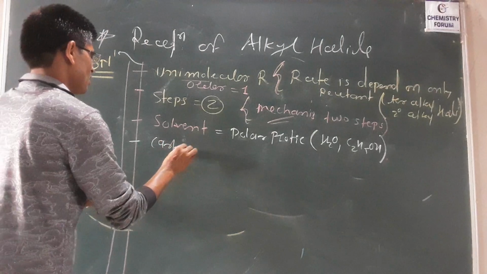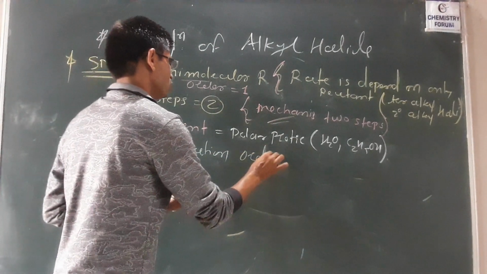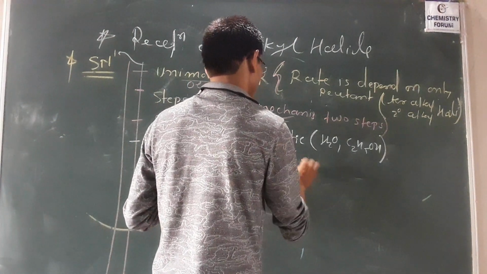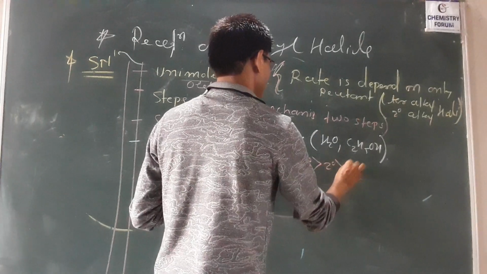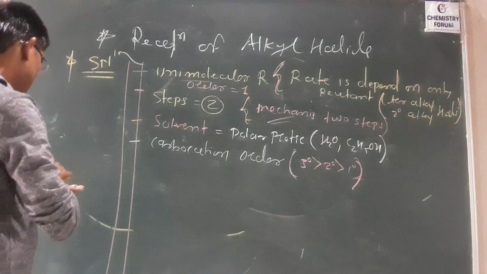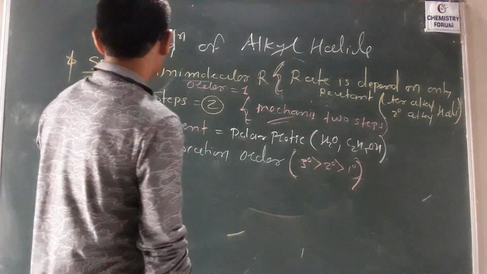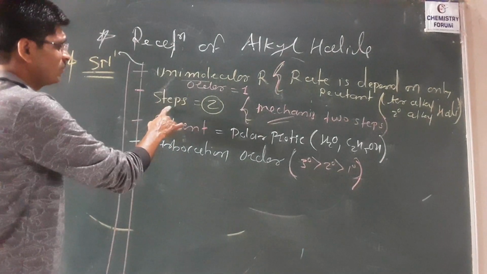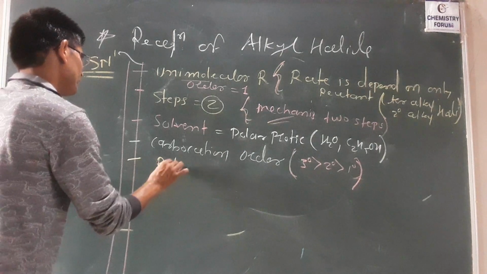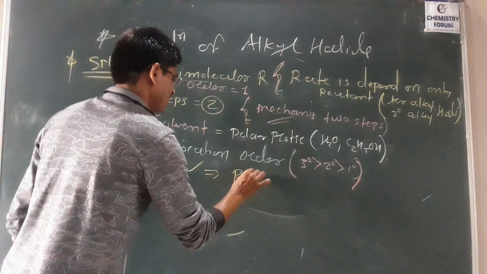Carbocation. What is the stability order of carbocation? This is tertiary, then secondary, and this one is primary carbocation. This is the order of the stability of carbocation. Then what? Retention plus inversion of configuration.